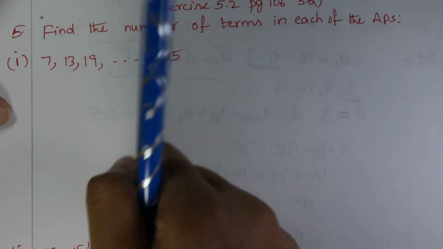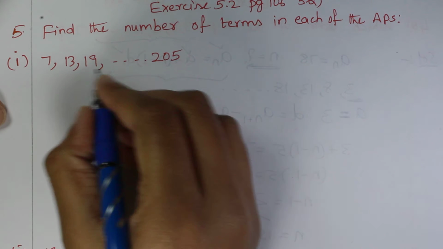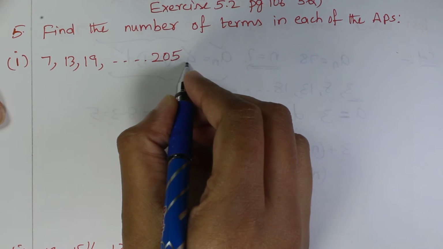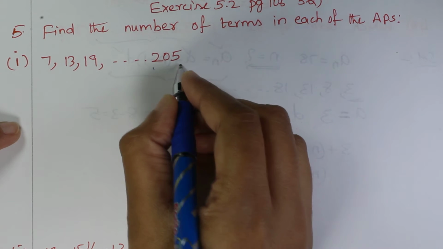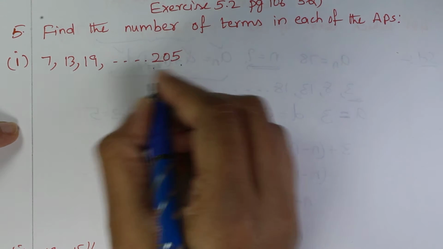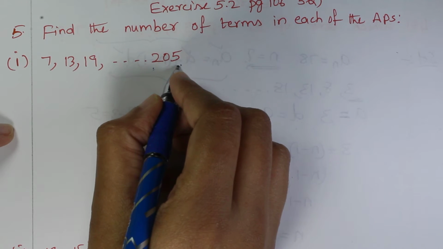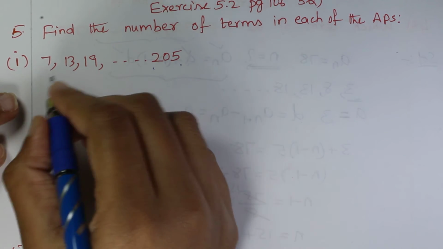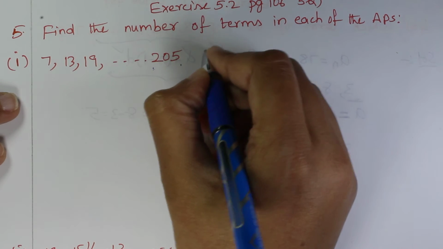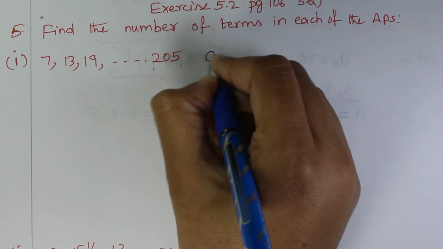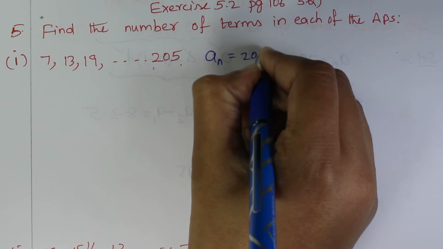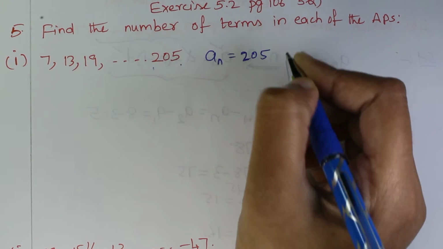So what is this AP? 7, 13, 19, and so on till 205. 205 is the last term in this arithmetic progression. We do not know the number of terms in this arithmetic progression, so let us assume there are n terms in this series. Then the last term becomes the nth term, right? So an becomes 205. We know the formula of an, right?